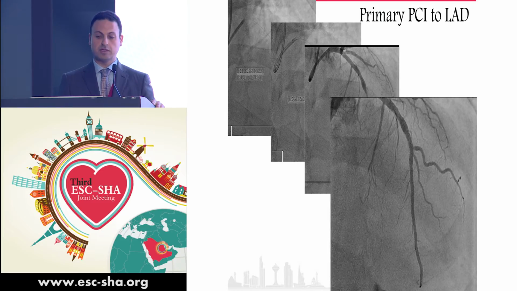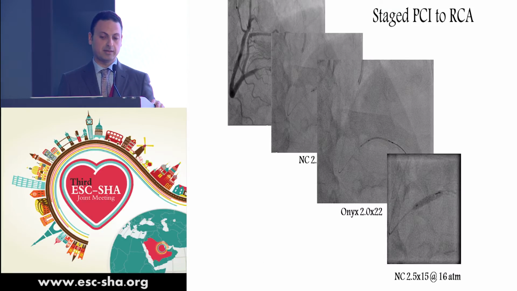So what to do for the RCA? We staged the RCA after 1 month. We called the patient and planned to do PCI to the distal RCA in the PDA. Although it's a small vessel, the patient was having some chest pain. So we got a wire, a small balloon, 2.0 by 15, and then a 2.0 by 22 stent, inflated, deployed, and then post-dilated with 2.5 at 16 atmospheres.